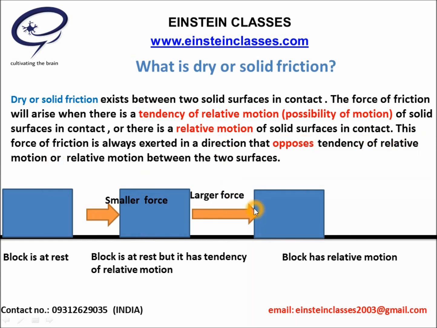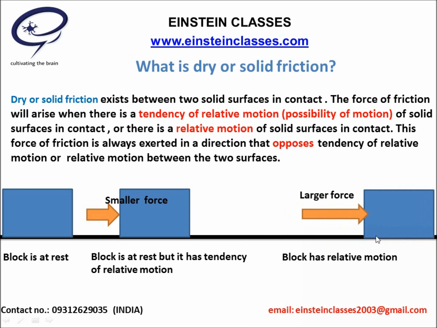Now take another case. This is the block on which we have applied a larger amount of force. Due to this larger amount of force, the block will have motion on the surface, and hence the block will have relative motion on the horizontal surface or the table. That's why the frictional force will arise at this point, and the direction of friction force will be such that it will oppose the direction of the motion or the direction of relative motion. As the block has the motion towards right, hence the frictional force on the block by the horizontal surface or by the table will be towards left.